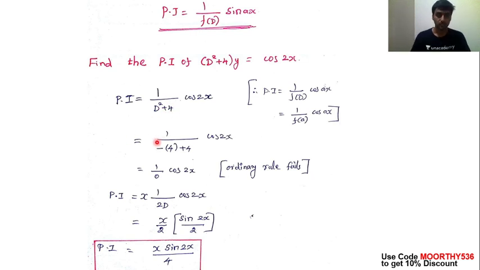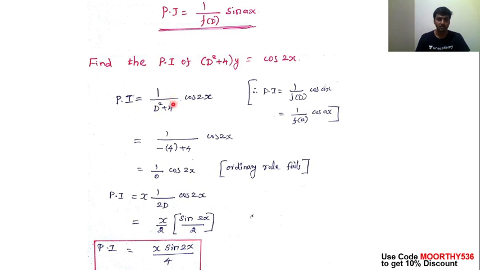Then 1 divided by D square is replaced by minus of a square. Here a is equal to 2, so minus of 2 square is minus 4. So minus 4 plus 4 is 0. The ordinary rule fails when the denominator is equal to 0. The particular integral is equal to x into 1 divided by 2D into cos 2x. When the ordinary rule fails, we multiply by x in the numerator.